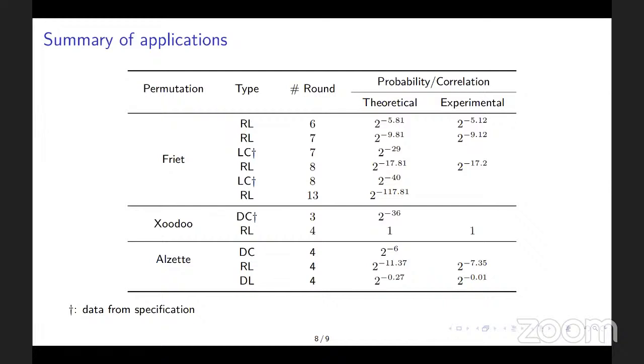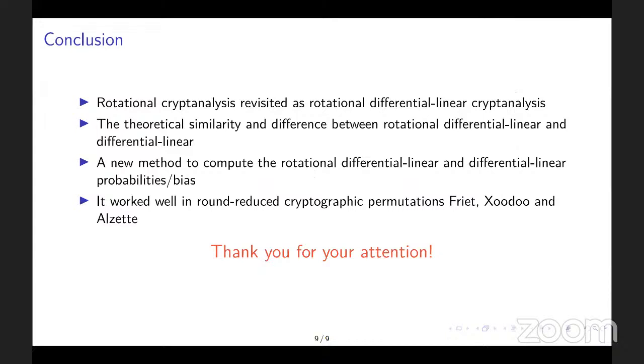To conclude, we proposed rotational differential linear analysis as a generalization of differential linear analysis, and the theoretical analysis on rotational differential linear is given. And then a new method for computing the probability of rotational differential linear distinguisher is presented, which is efficient by evaluating round by round. And finally, our technique is applied to 3 permutations where practical distinguishers are obtained.